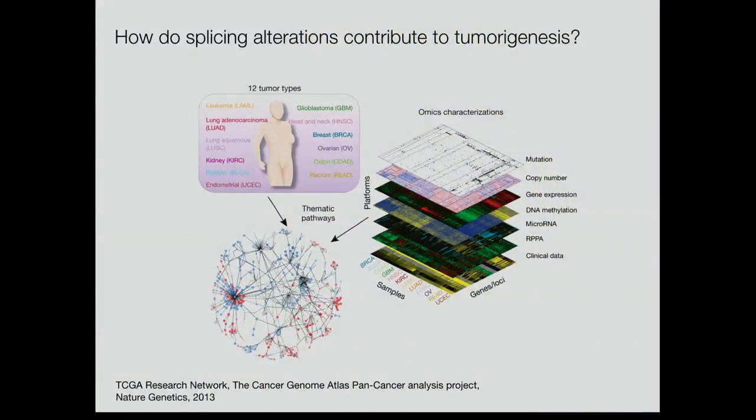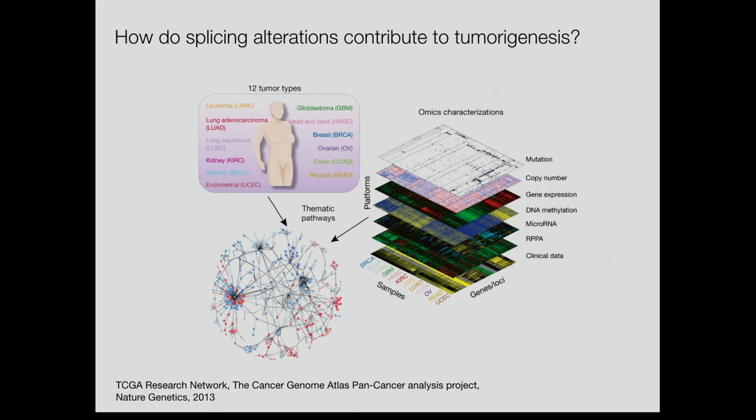So here's a figure from one of the descriptions of the pan-cancer analysis projects. The goal of the project was to look at various omic types, such as mutation, copy number, gene expression, as a way to look at all the ways that cancer genomes are altered, look across multiple tumor types, and try to identify the different pathways that are altered.